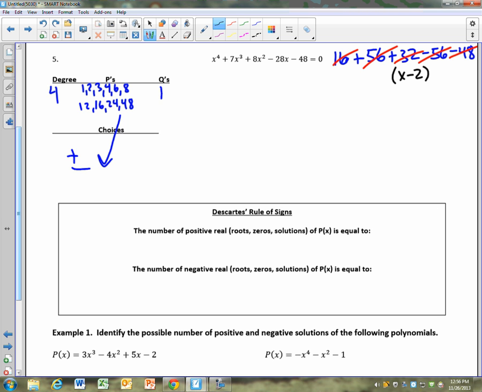So if 2 worked, what's the factor? X minus 2. So I put the 2 up here: 1, 7, 8, negative 28, negative 48. Box. Run through my synthetic division.